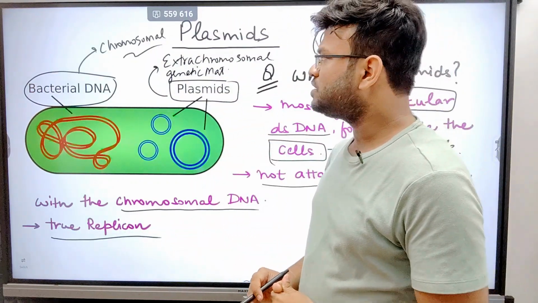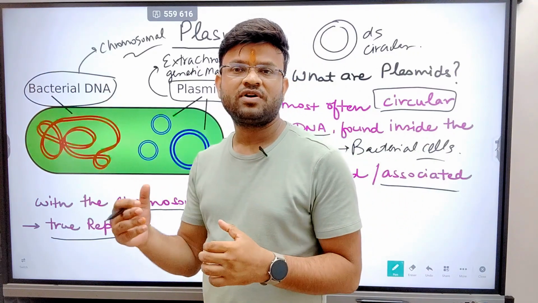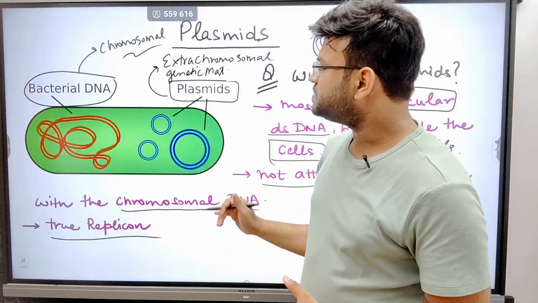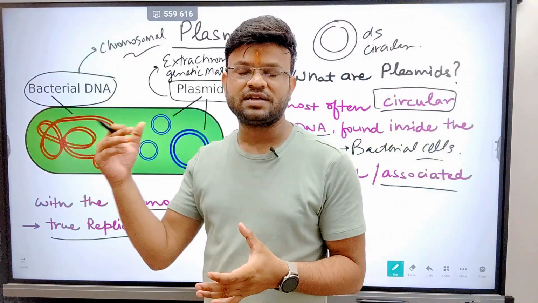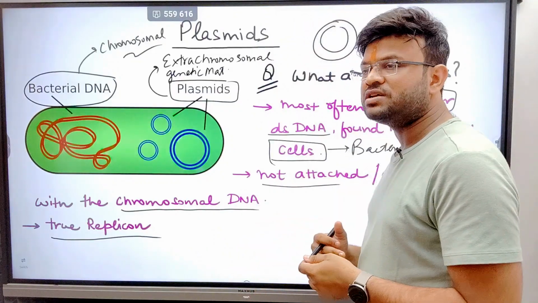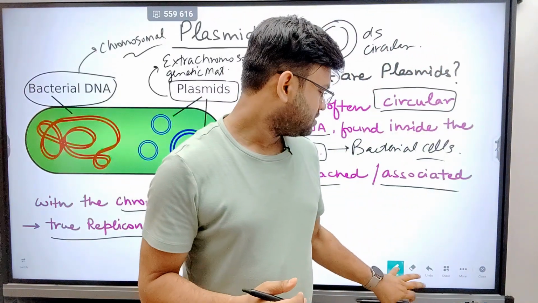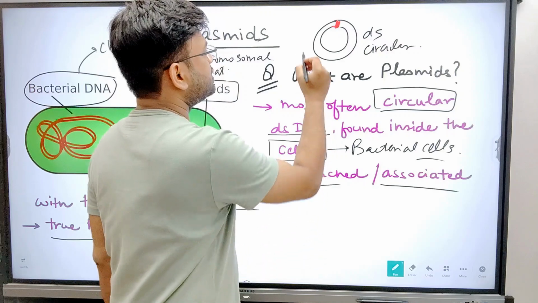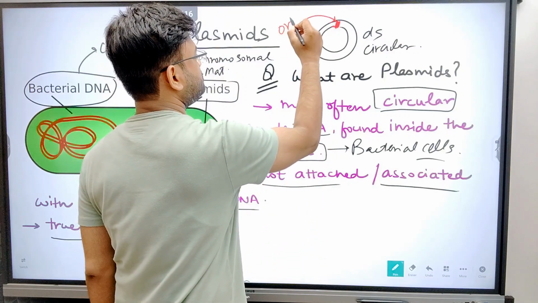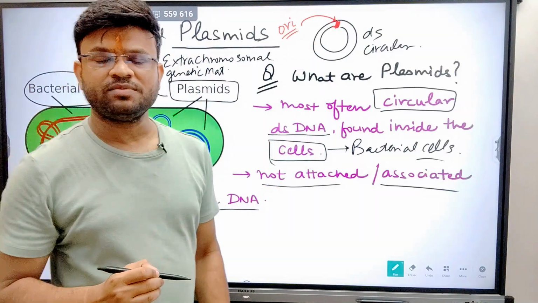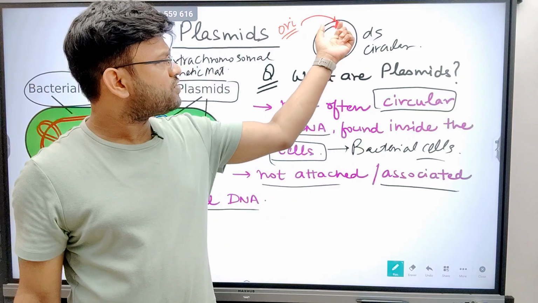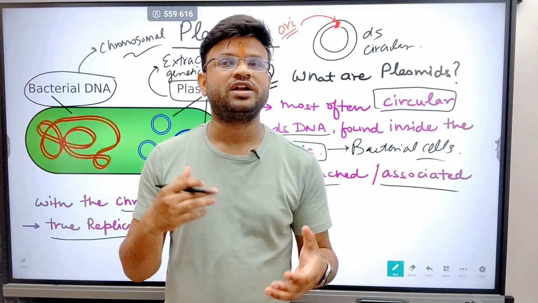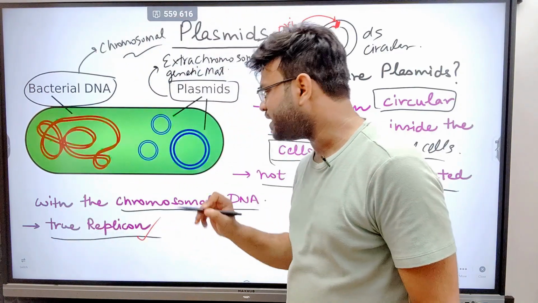Now, they are also called true replicon. When I use this term replicon, what do you understand from this? Something that has the capacity to replicate, something that can form its own copies. So yes, plasmid has the capacity to replicate itself, because there is a particular region in the plasmid called the origin of replication. Let me draw it over here. Suppose that this is a region in the plasmid called the ORI region. ORI means origin of replication. Since this region is present inside the plasmid, it can replicate or divide. This is what is meant by true replicon.